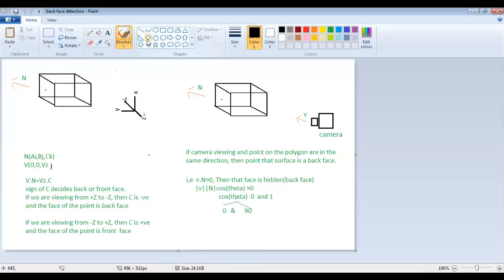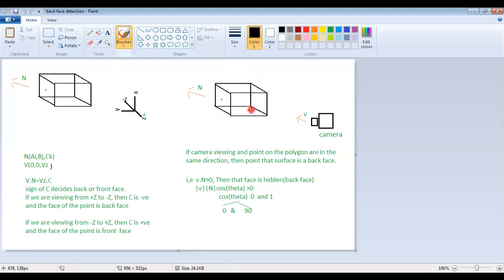Now coming to the explanation of the back face. See here, this is my camera and this is my object. So now I will tell you the first method to detect whether it's a back face or a front face. Consider that right here is my camera and I am viewing in this particular direction. This is my viewing vector, and the point which I have chosen is here.